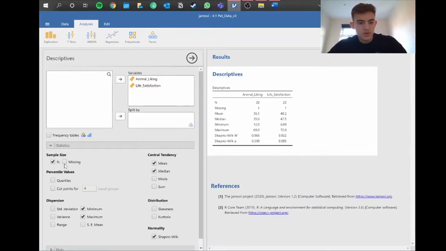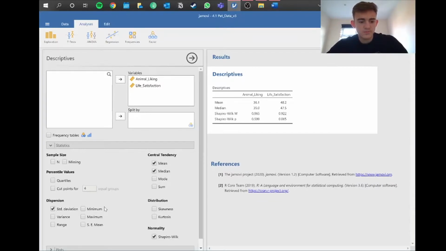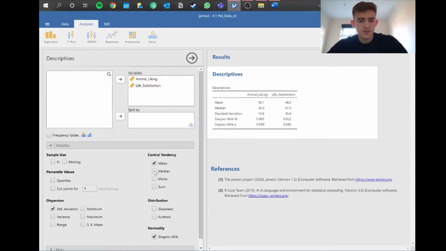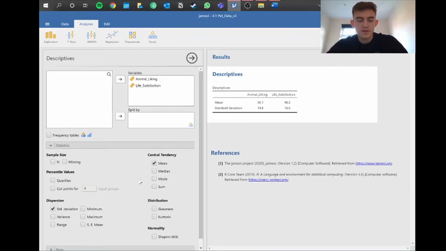Whilst we're here, we can just click off anything we don't need. So for parametric data, as we can recall, the easiest thing to report is our standard deviation and our mean, and that's what we're going to use here. And we can tick off this normality thing because we don't need it anymore.